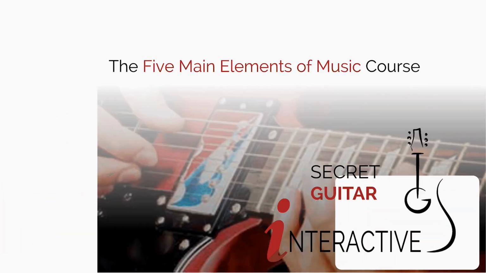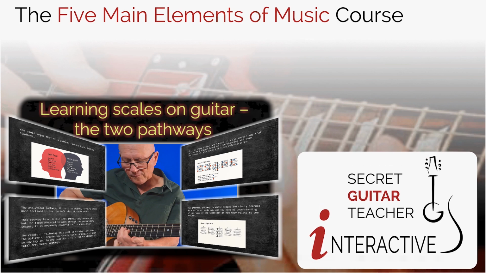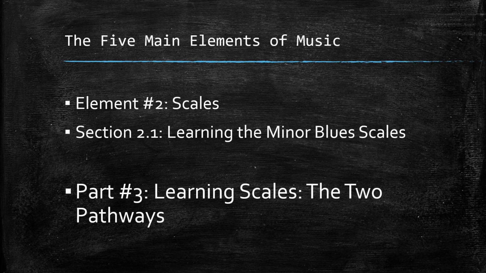This video is a sample from the Secret Guitar Teacher Interactive course, The 5 Main Elements of Music. The 5 main elements of music. Element number 2, scales. Section 2.1, Learning the Minor Blues Scales. Part 3, Learning Scales, the 2 pathways.